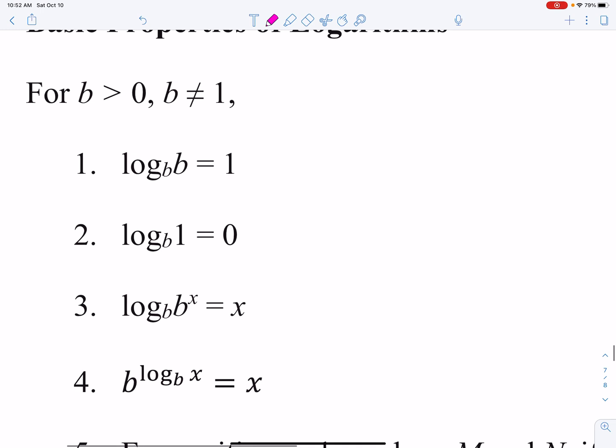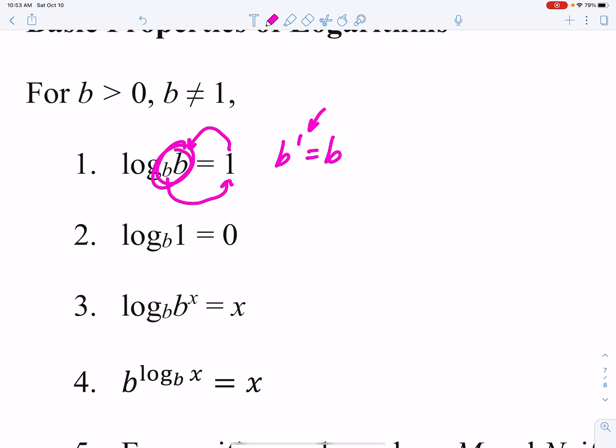All right, so for b greater than 0 and b not equal to 1, the first property here that you need to know is log base b of b equals 1. And you may think, well, why is that? Well, let's test it with the loop around. We would say b to the 1 power equals b. Yeah, that makes sense. Anything to the 1 power is itself. So log base b of b equals 1.